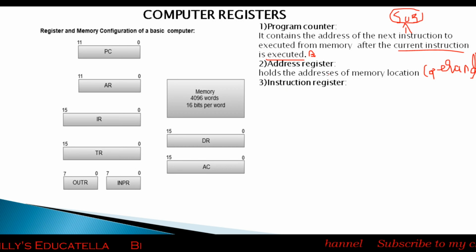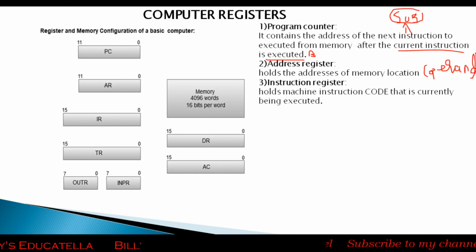Coming to the instruction register, this instruction register holds the machine instruction code that is currently being executed. It holds the instruction code, either a direct code or an indirect code, that is currently being executed. So here we are executing an addition operation, so the instruction register stores the instruction code of that currently executing operation, that is, this addition operation should be either a direct or indirect instruction code.